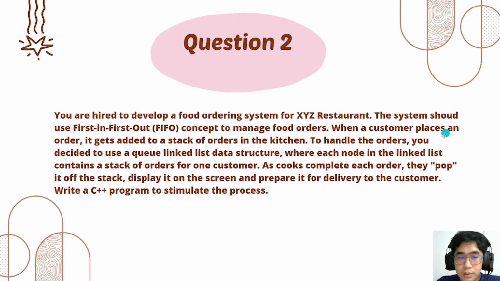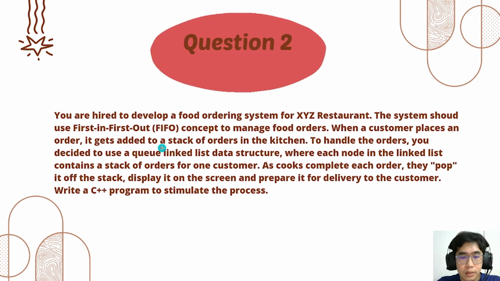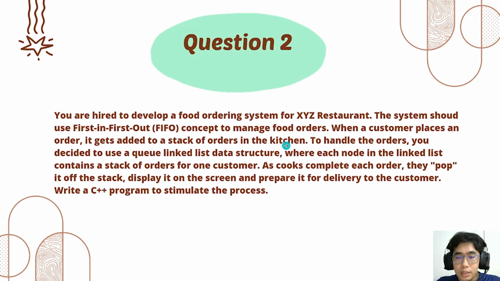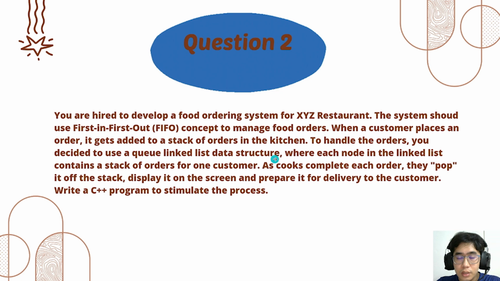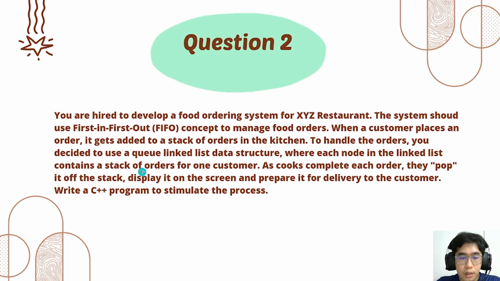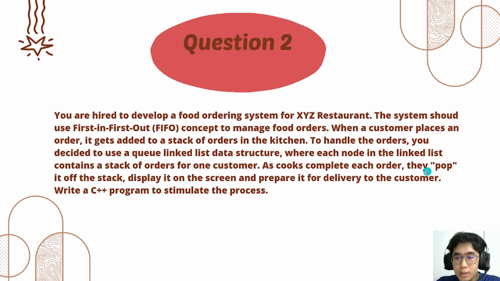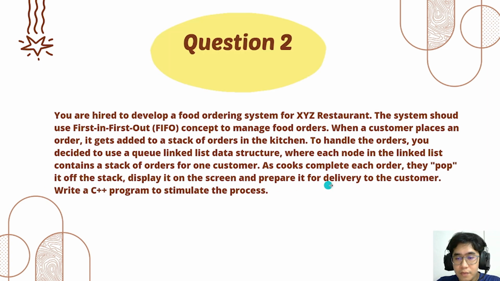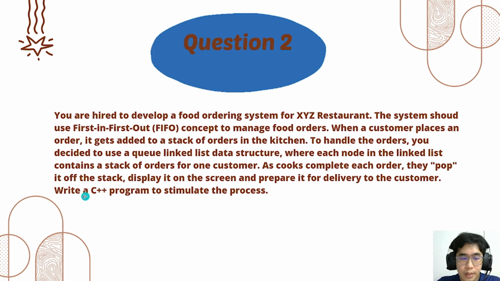When a customer places an order, it gets added to a stack of orders in the kitchen. To handle the orders, you decided to use a queue linked list data structure where each node in the linked list contains a stack of orders for one customer. As cooks complete each order, they pop it off the stack, display it on the screen, and prepare it for delivery to the customer. Write a C++ program to simulate that process.